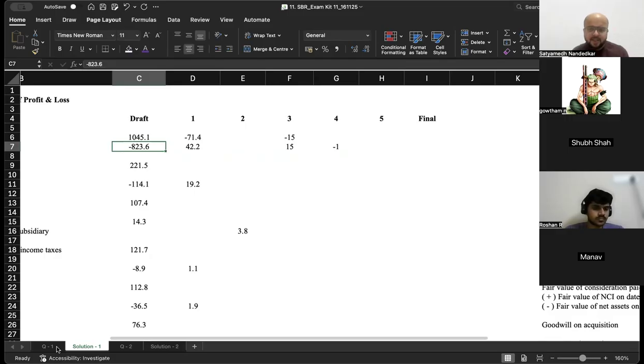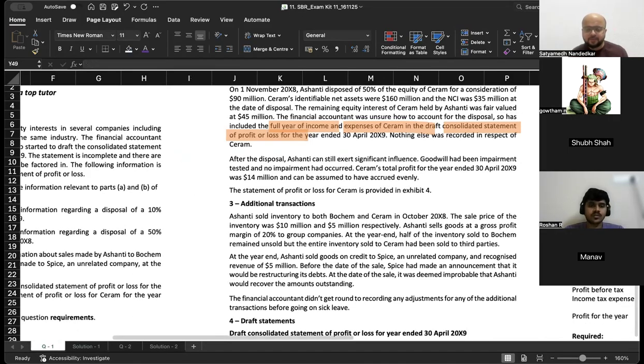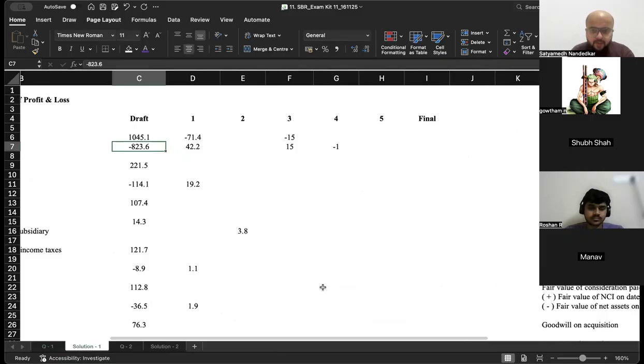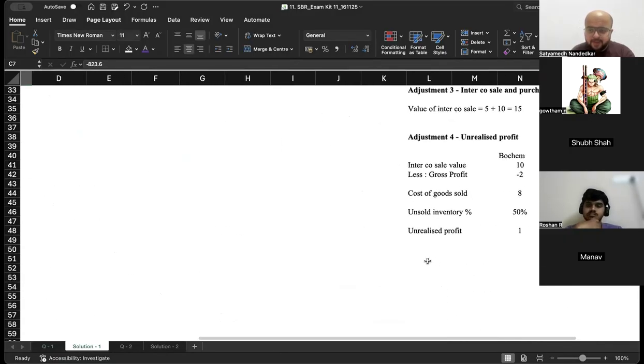Okay, anything else that is left? This 5 million revenue recognition should be reversed. Yes sir, 5 million revenue, that should be reversed. Share of profit of associate should be added to investment. Yeah. Right? So let me call this adjustment 5.